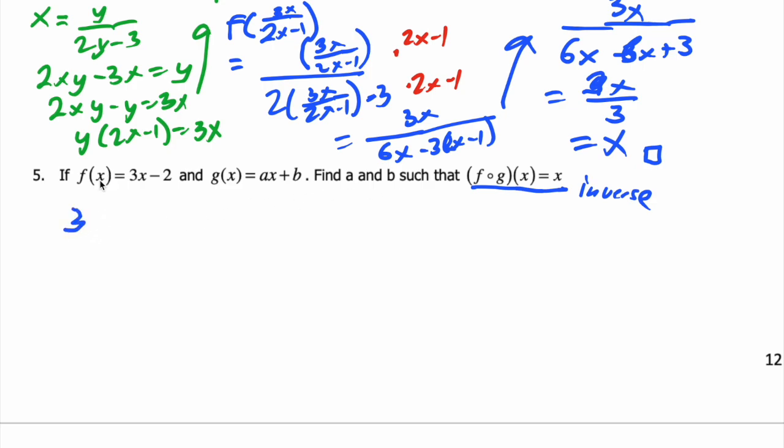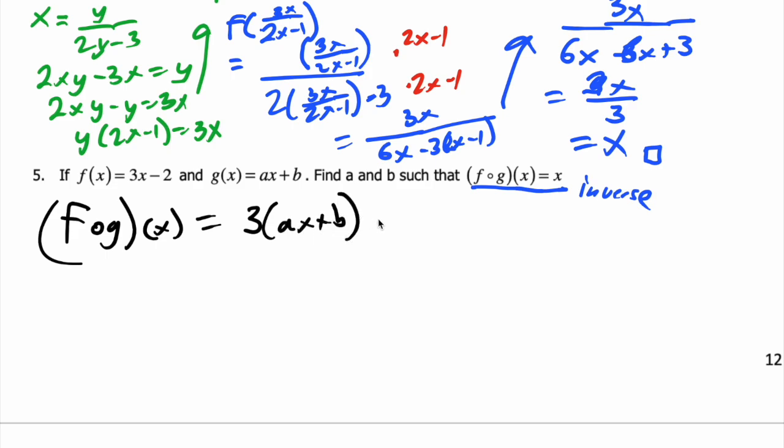So let's write it out a bit more clearly. F of g of x equals, take the g and sub it in, we got 3 times ax plus b, minus 2 equals x. So that equals 3ax plus 3b minus 2 equals x.